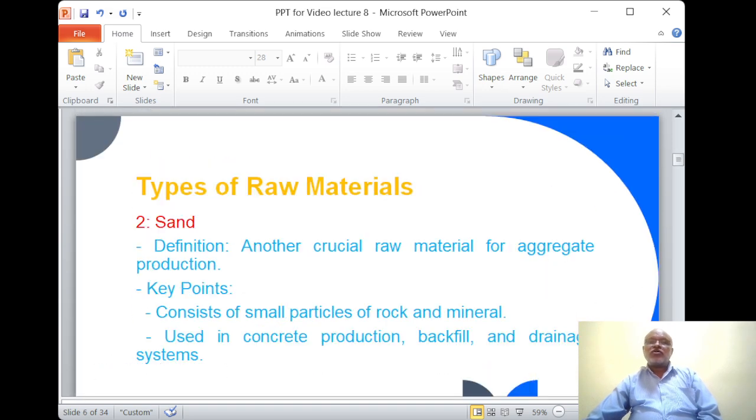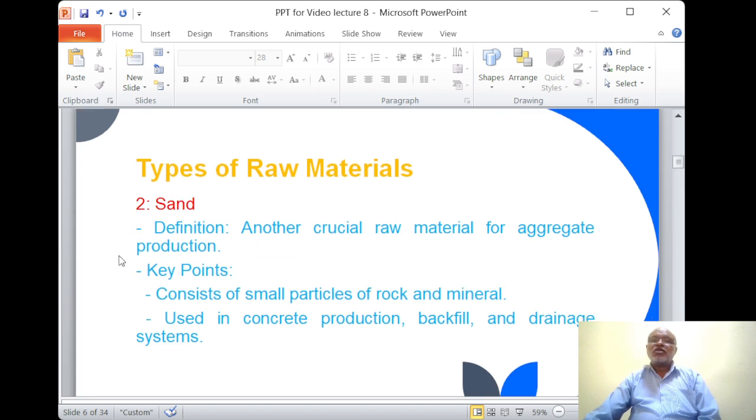The second one is sand. Sand is defined as the other crucial raw material for aggregate production, and it consists of small particles of rock and minerals, and it is used in concrete production, backfill, and drainage system.